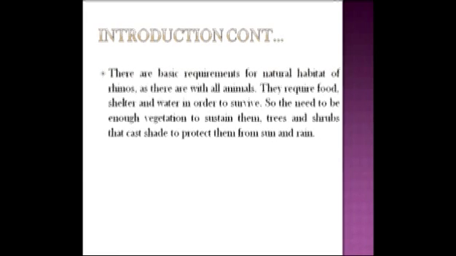Introduction continues. There are basic requirements for natural habitat of rhinos, as there are with other animals. They require food, shelter, and water in order to survive. So there is a need to be enough vegetation to sustain them, trees and shrubs that cast shade to protect them from sun and rain.